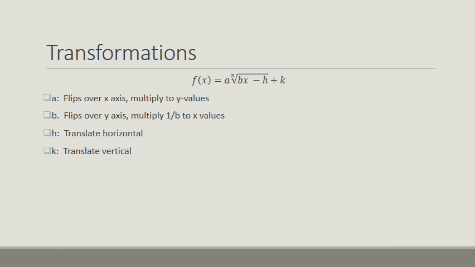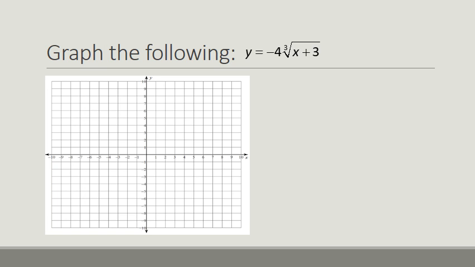So how do we graph? Well, we graph with transformations, just like we did with all of our other graphs. So a flips us over the x-axis, so we multiply the y values. b flips us over the y-axis, and it's that reciprocal, 1 over b. h translates horizontally, k translates vertically. So let's just look at a few examples. Again, the nice thing is if you get stuck, you can always plug things in.